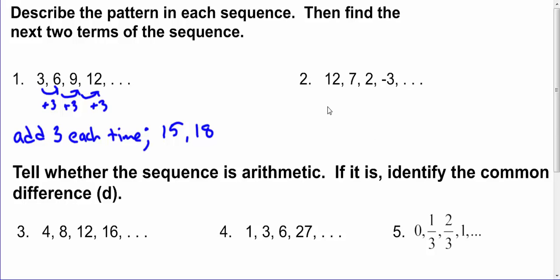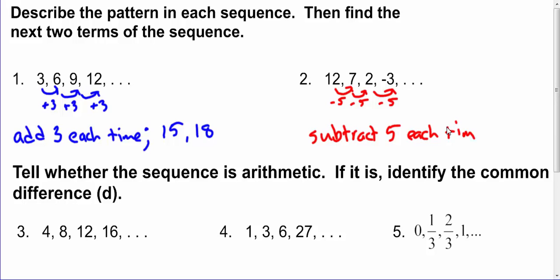Alright, let's do something similar on number 2. I'm looking at this one. I'm seeing that I go from 12 to 7. That's getting smaller. It's getting smaller by exactly 5. Same thing when we go from 7 to 2. And we see the same thing from 2 to negative 3. So we are subtracting 5 each time, or you could say adding negative 5. That would have the same impact. And to answer the other question, the next two terms, when you go down 5 more, you'd be at negative 8 and at negative 13.